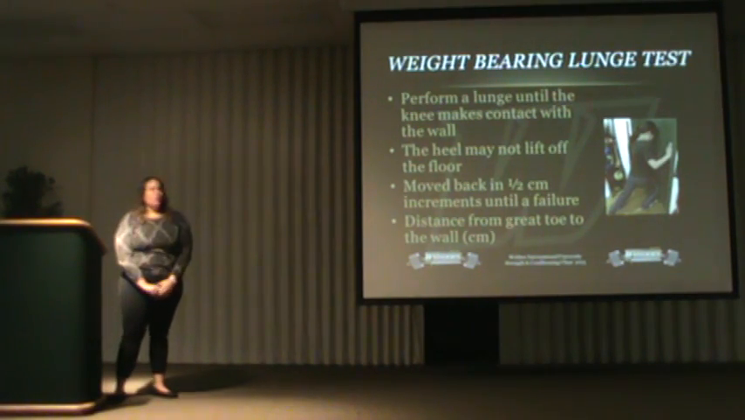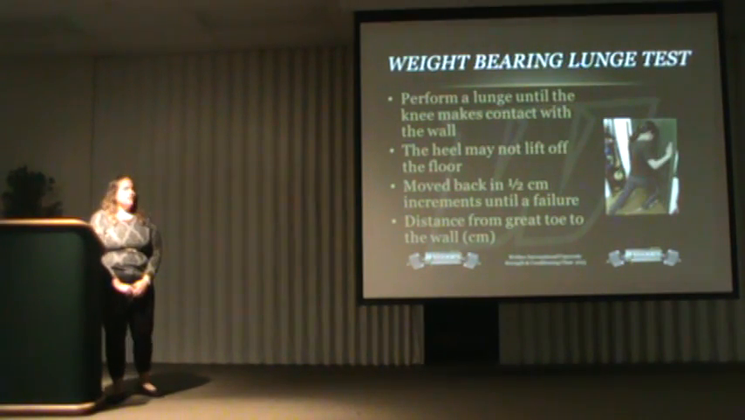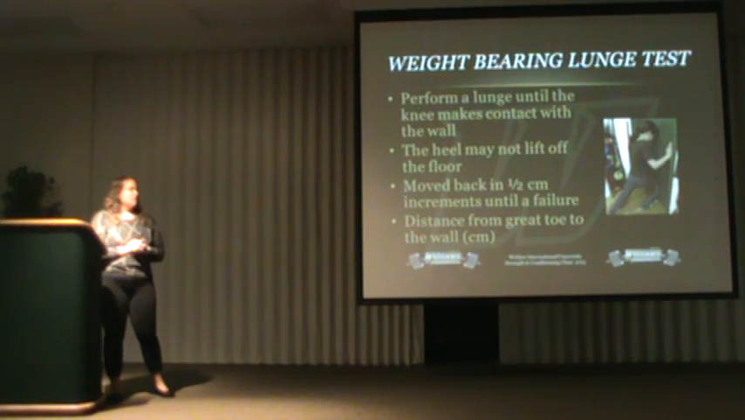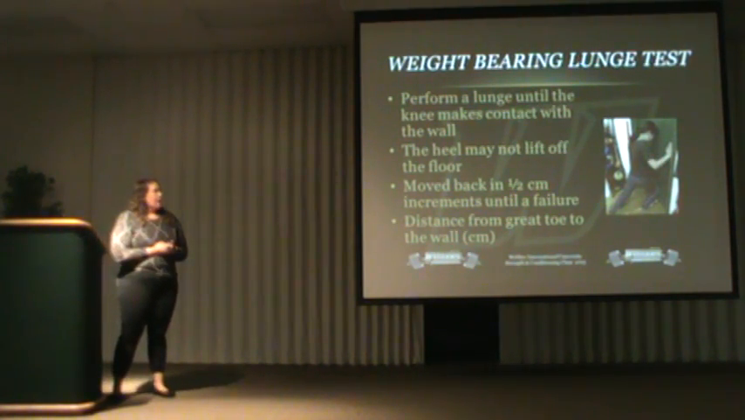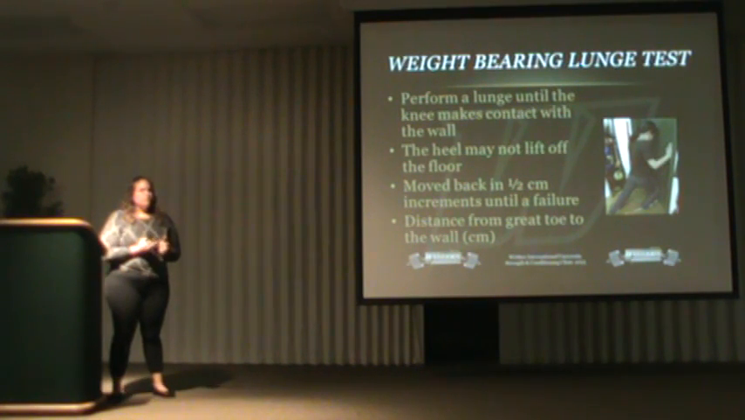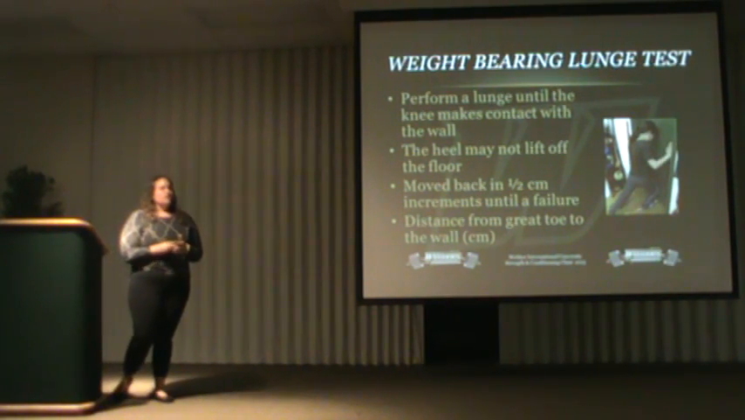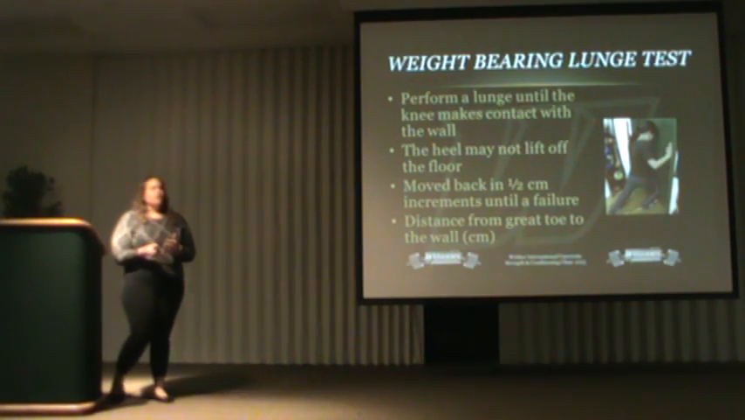The next test is the weight-bearing lunge test. So you have the athlete put their hands up on the wall and then perform a lunge until their knee makes contact with the wall. We had them start around 4 centimeters, and then we moved them back in half centimeter increments until there was a failure. And a failure would be either their knee couldn't touch the wall or their heel came up off the floor.